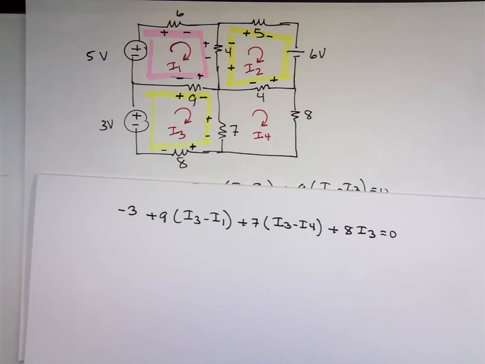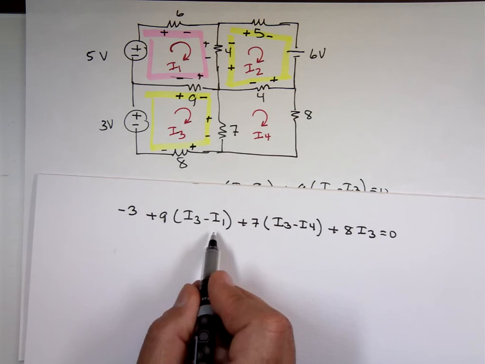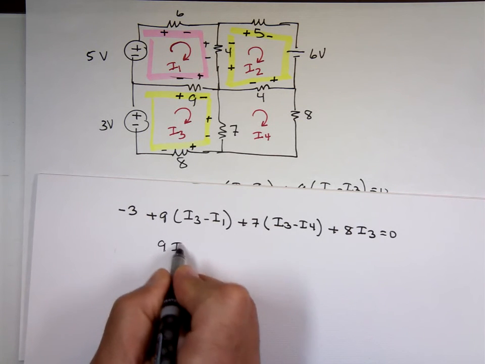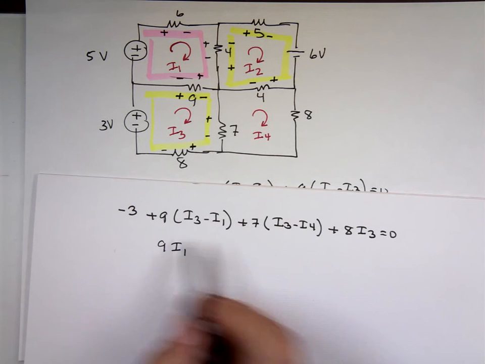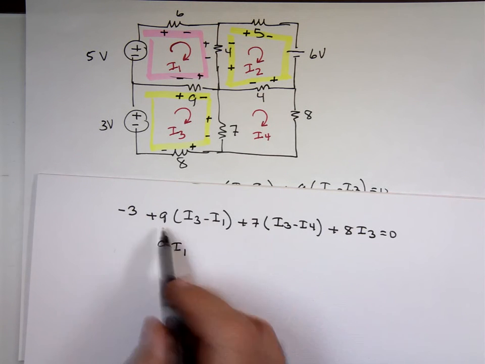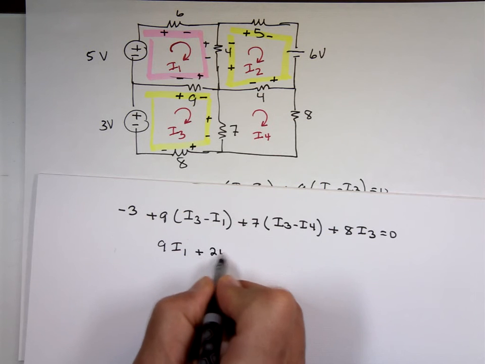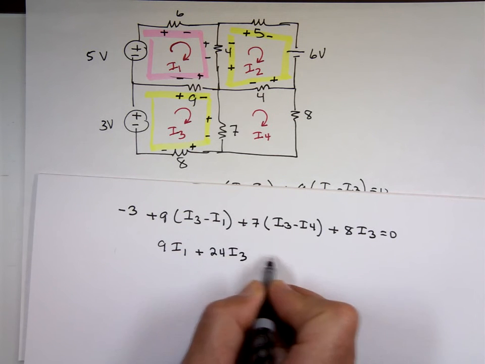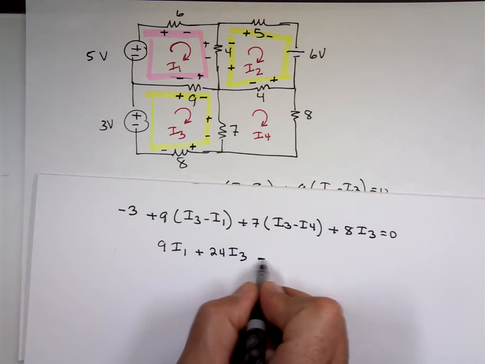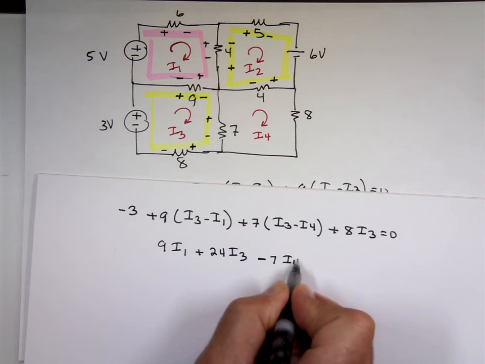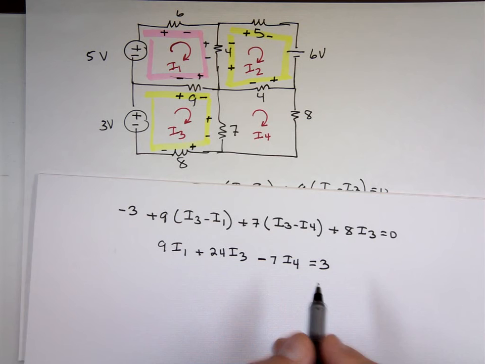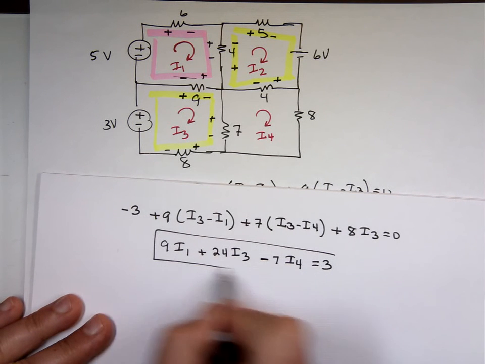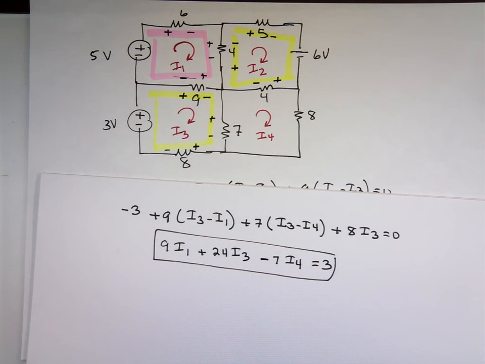Yeah, all the voltage in a closed loop is 0. 9 IC1. We have 9, 7, and 8. 8 and 7 is 15, and 9, 24. IC3 minus 7 IC4 is equal to 3. That's my third equation. One more, then I'll go and solve it.